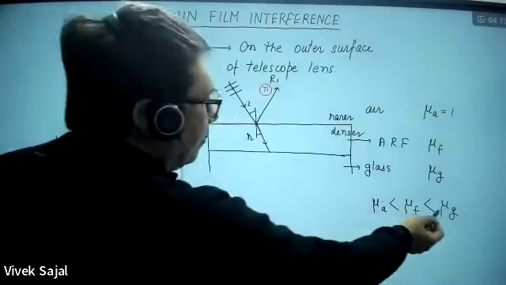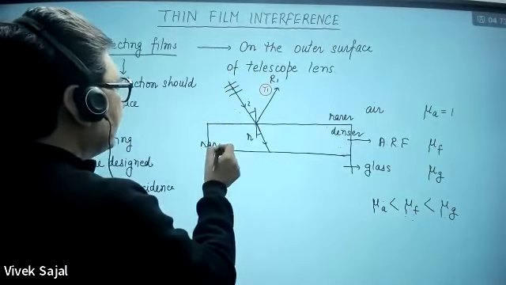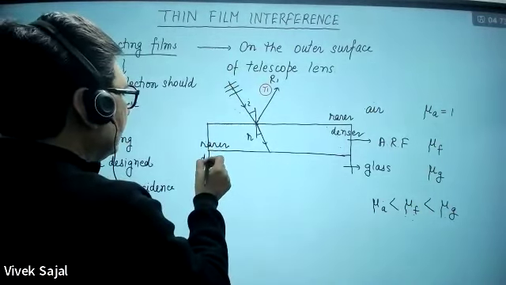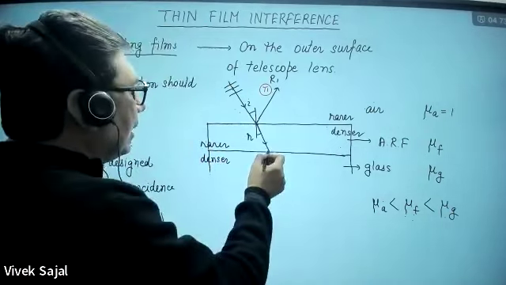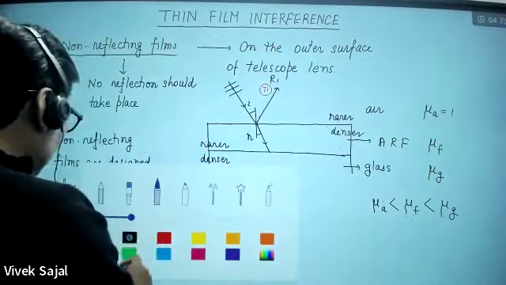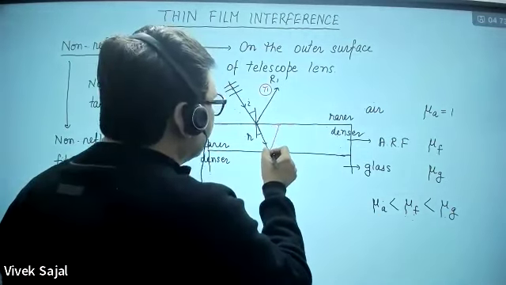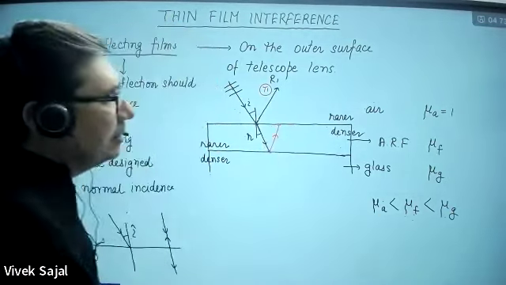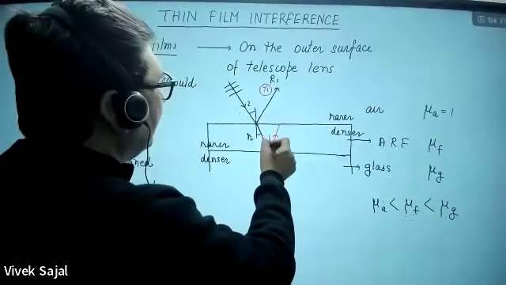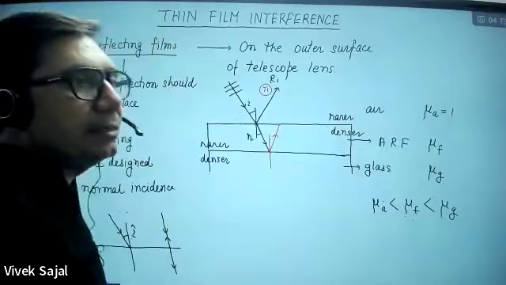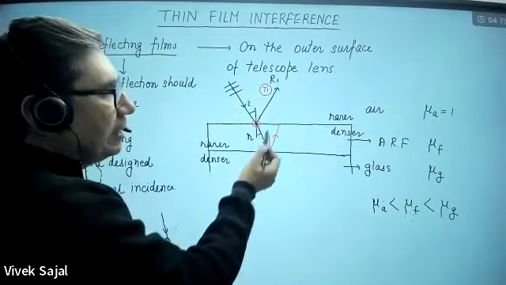Now if mu G is greater than mu F, then you can say this is the rarer medium and this is the denser medium. Now this light will reflect back from here. So this reflection will take place from here, and it will be reflected back like this. Where is this second reflection taking place? Try to understand. This is taking place again at the denser medium. So this was the first reflection, which was taking place at the denser medium.